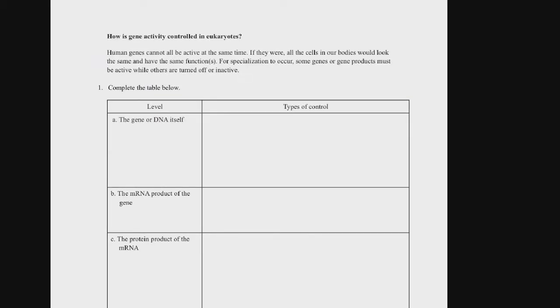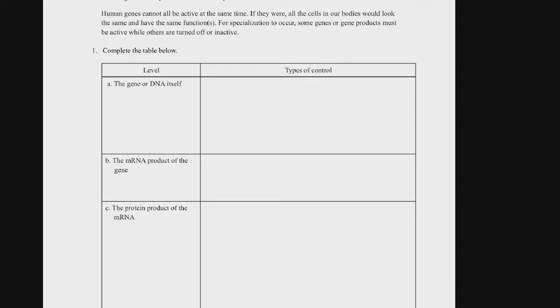Okay, so now we're going to move on to gene activity and its control in eukaryotes. First, this says human genes cannot all be active at the same time. If they were, all the cells in our bodies would look the same and have the same functions. For specialization to occur, some genes or gene products must be active while others are turned off or inactive. Complete the table below.